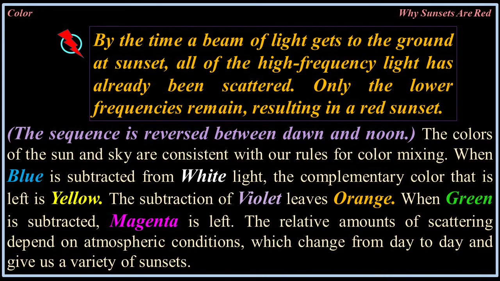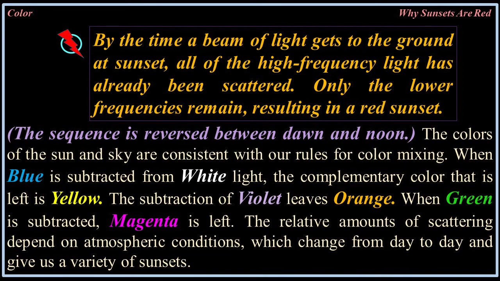The colors of the sun and sky are consistent with our rules for color mixing. When blue is subtracted from white light, the complementary color that is left is yellow. The subtraction of violet leaves orange. When green is subtracted, magenta is left.